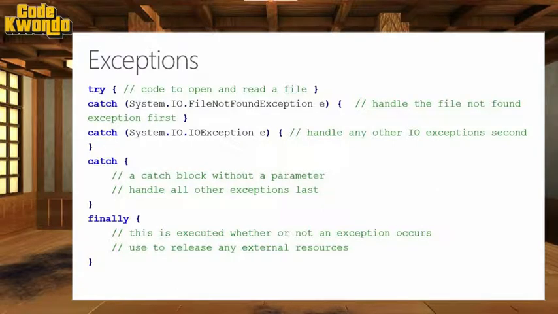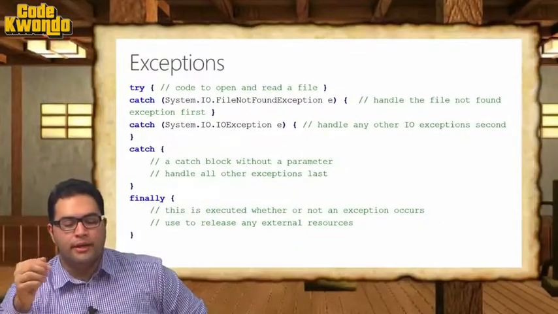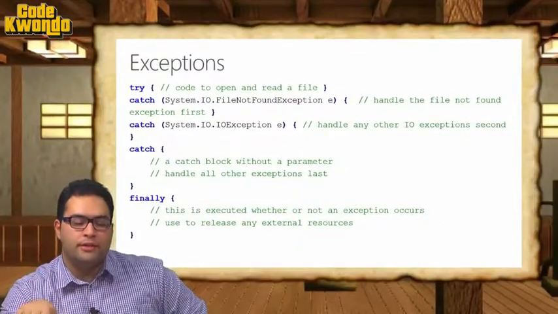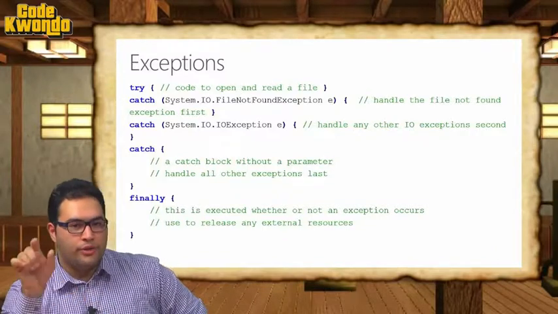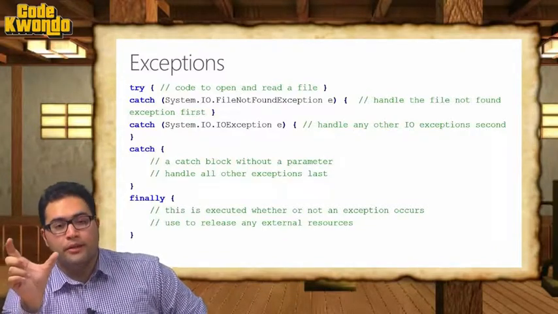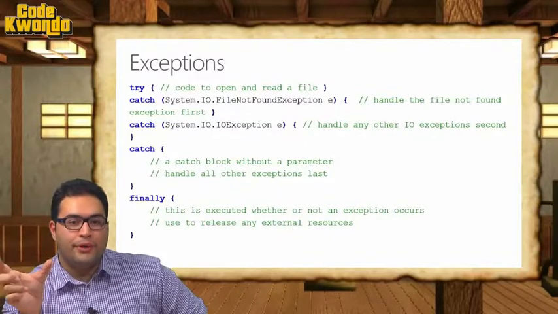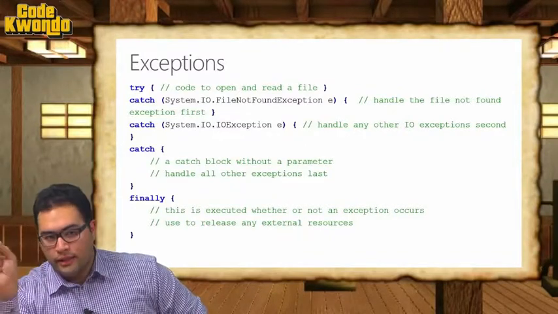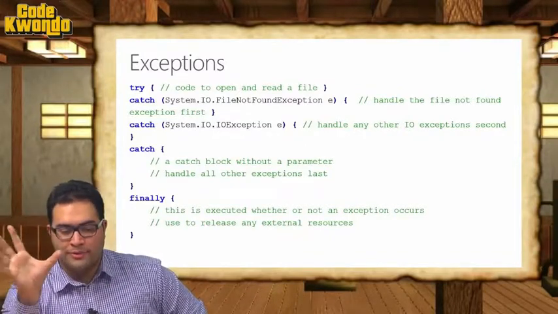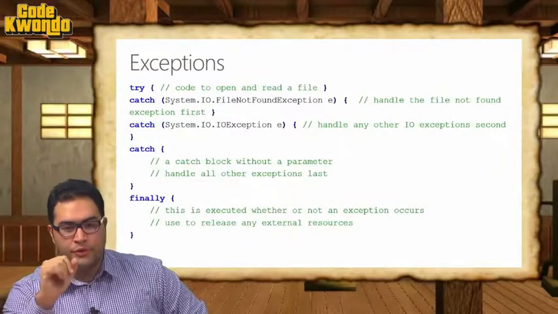You can catch the system I/O exception, which all of the other exceptions above it inherit from, and it will handle all of the ones that are not the file not found exception. Now, let's say that you didn't have an I/O exception, but you had something else, like you ran out of memory or something. You can actually catch all other exceptions by having a catch without any parameter. That's really cool, so you don't need to put in exception E just to catch all the base exceptions. You can just leave it empty, and you'll be able to do that.